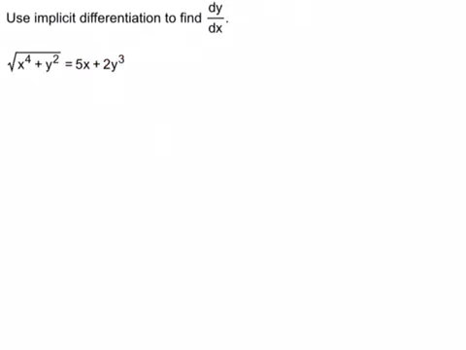We're going to use implicit differentiation to find the derivative dy/dx for the following function: square root of x to the fourth plus y squared equals 5x plus 2y cubed. The first thing we want to do is change all of our square roots to 1/2 powers. So (x to the fourth plus y squared) to the 1/2 power equals 5x plus 2y cubed.